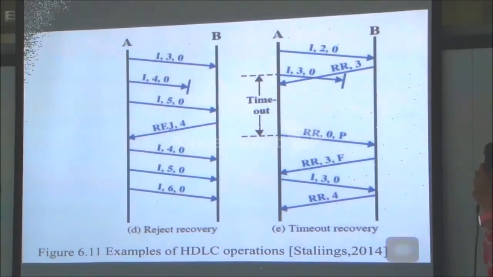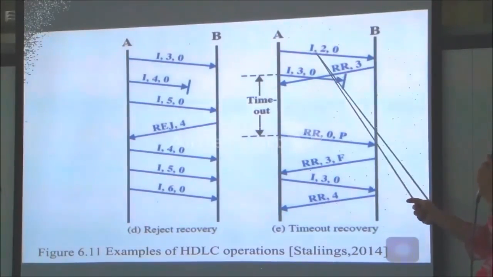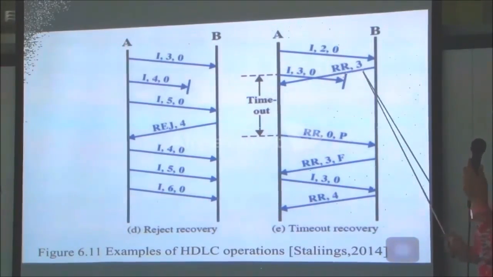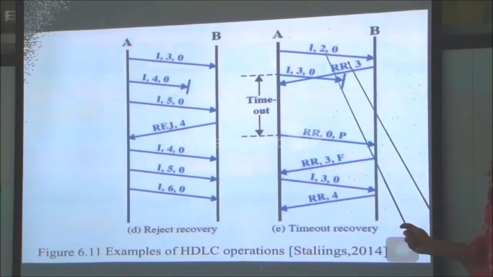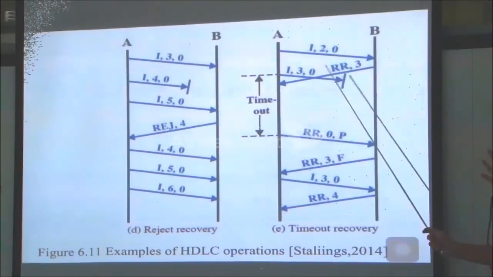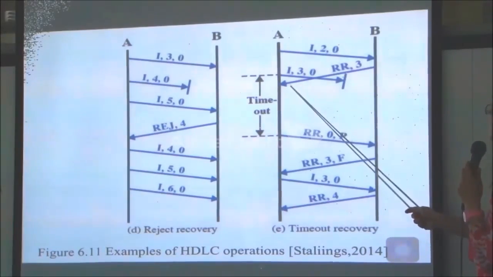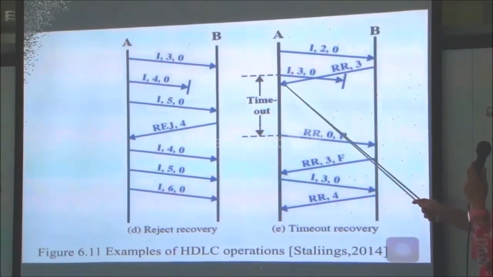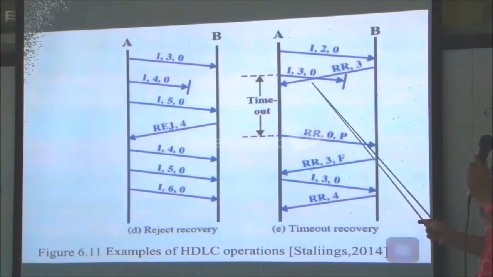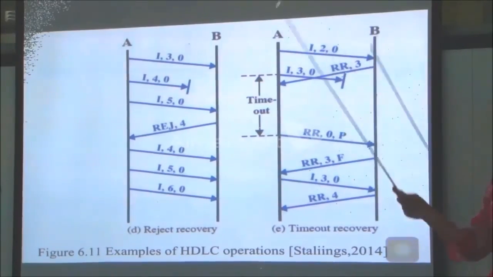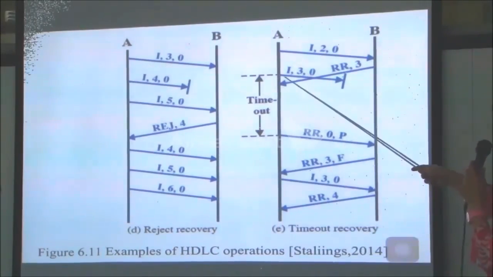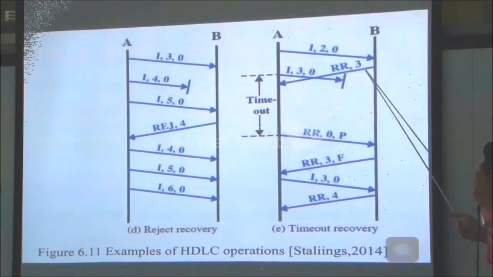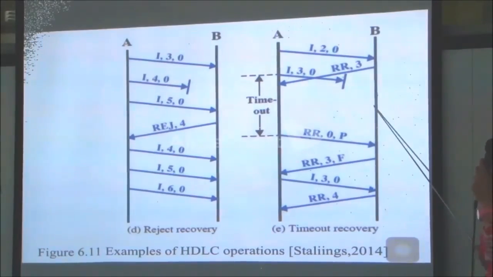This is another case, timeout recovery. In this case, A sent I20 to B. So B received number 2, so it's RR3, okay? It has nothing to send to A. Now, before A gets RR3, it has already sent the I30, which is okay, right? Because the window has not run out yet, so it can keep sending. But this one is lost. Now it makes it confused, right?